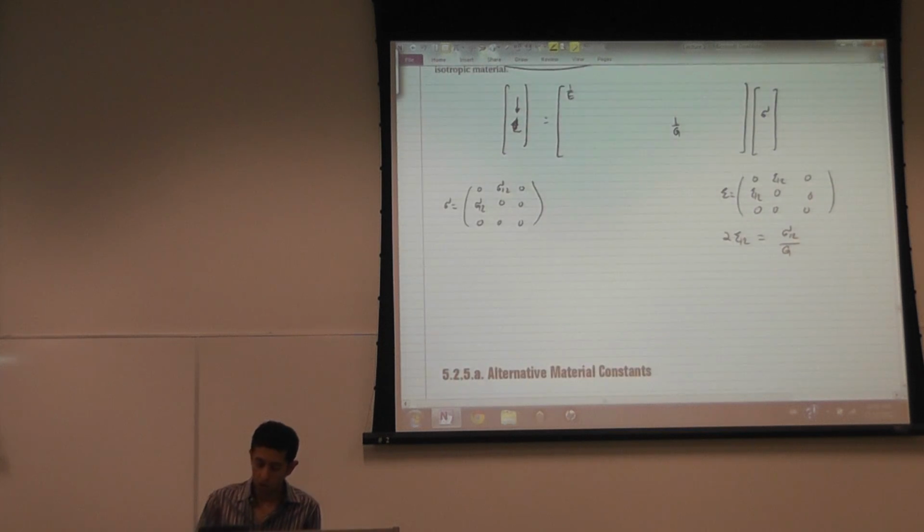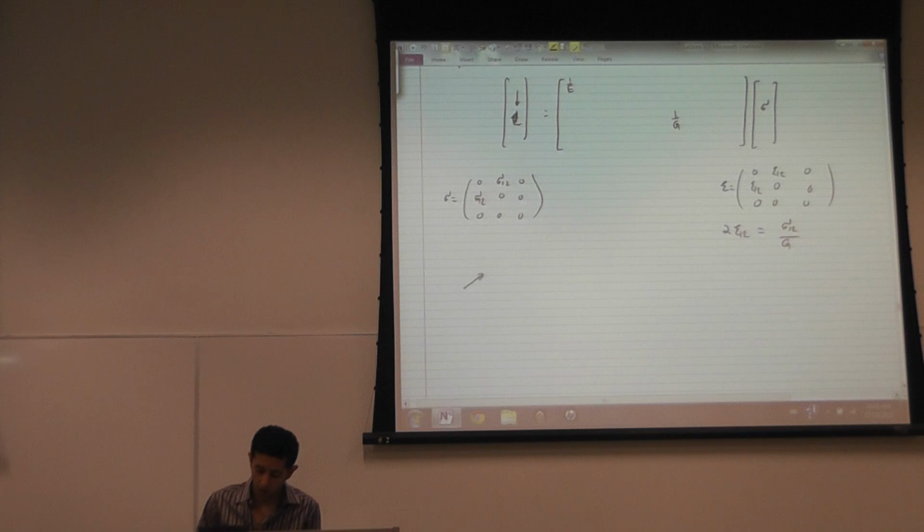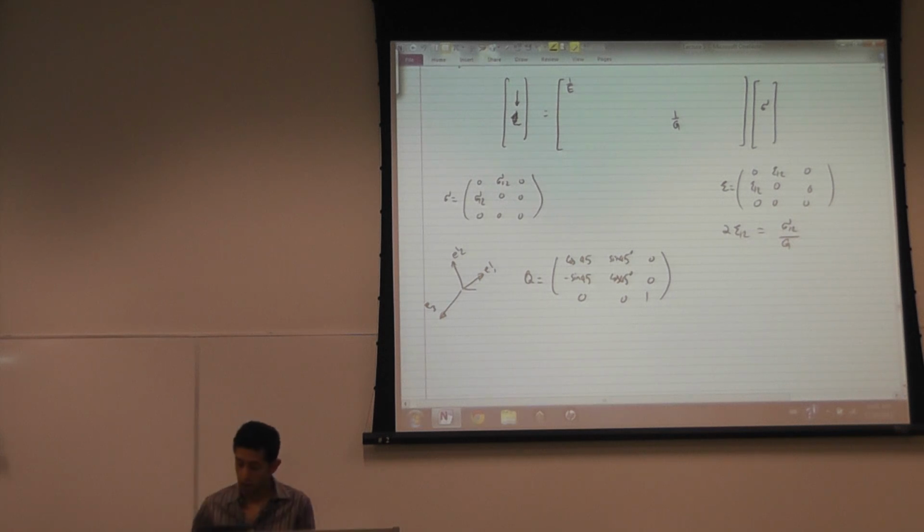I'm now going to change the coordinate system and utilize a coordinate system that's oriented at 45 degrees. So E prime 1, E prime 2, and keep E3. So Q will be equal to cosine 45, sine 45, 0, negative sine, cosine, 0, 0, 0, 1, and write the stresses in the new coordinate system.